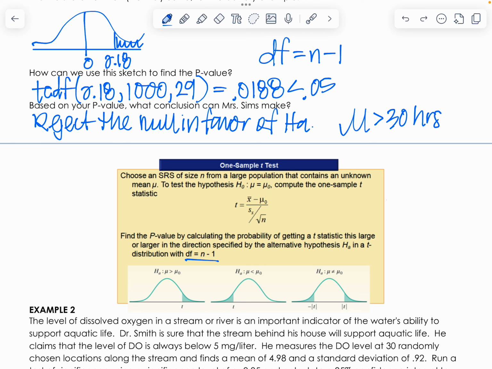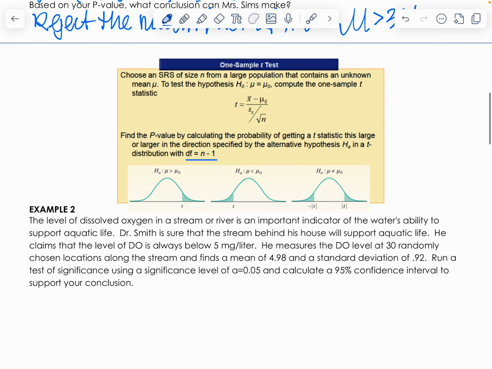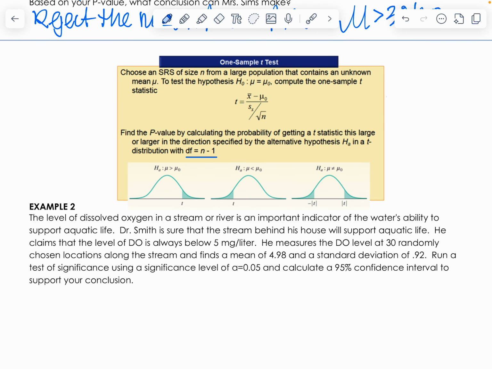Right, remember, degrees of freedom are equal to n minus 1, and we shade exactly the way we have been. So if it's greater than, we shade to the right, less than to the left, not equal to, we shade in both directions.